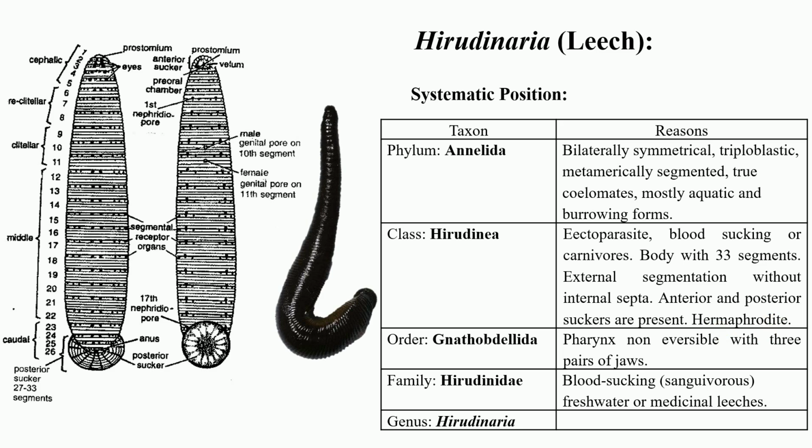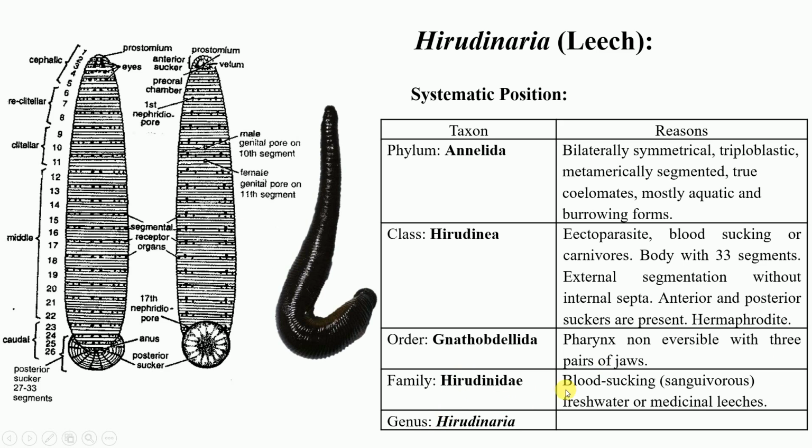Then the order Gnathobdellida. The order Gnathobdellida reasons are: pharynx not eversible, with 3 pairs of jaws. They are provided with 3 pairs of jaws. Then it belongs to the family Hirudinidae.